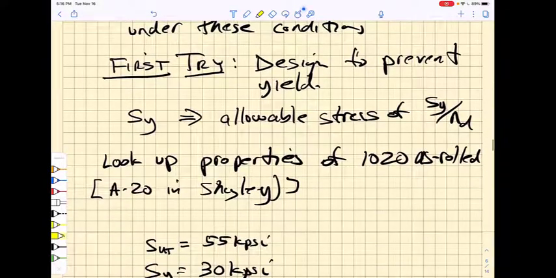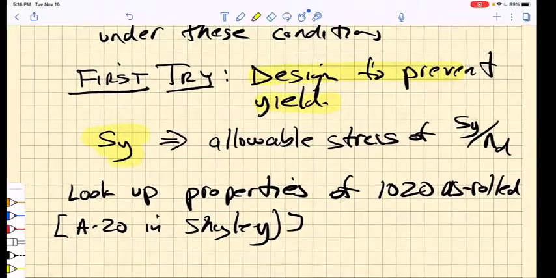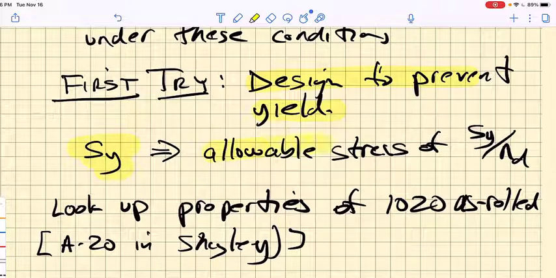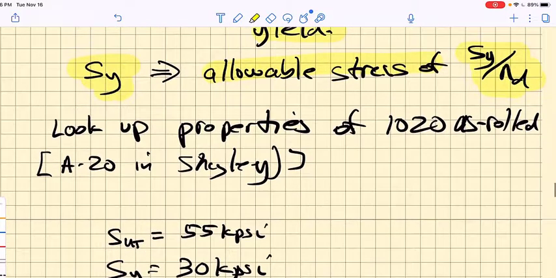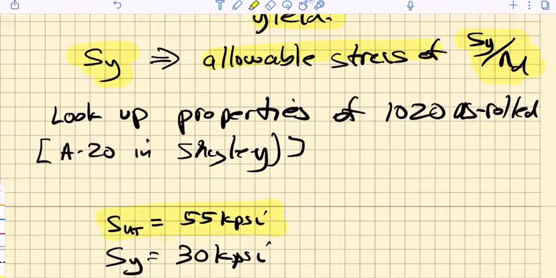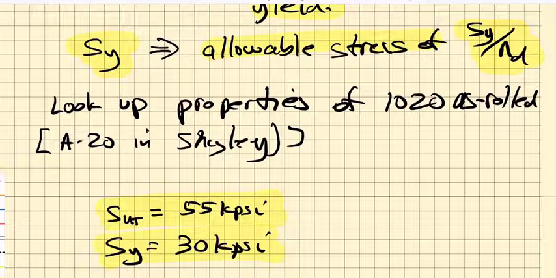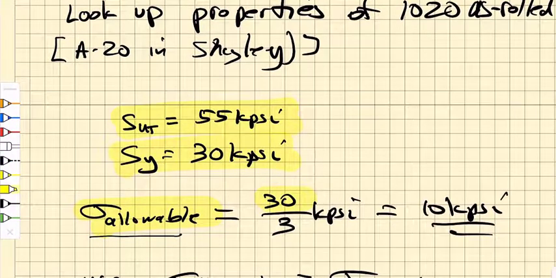So the first thing that we will do is design to prevent yield. That means we need the yield strength for the material, and the allowable stress would then be equal to that yield strength divided by the design factor, which in this case is 3. So we look up the ultimate tensile strength for the 1020 as rolled, and we find that it's 55 kpsi. The yield strength is 30 kpsi. So the allowable stress for a yield limited design would be the yield strength of 30 divided by the design factor of 3, and that is just 10 kpsi.